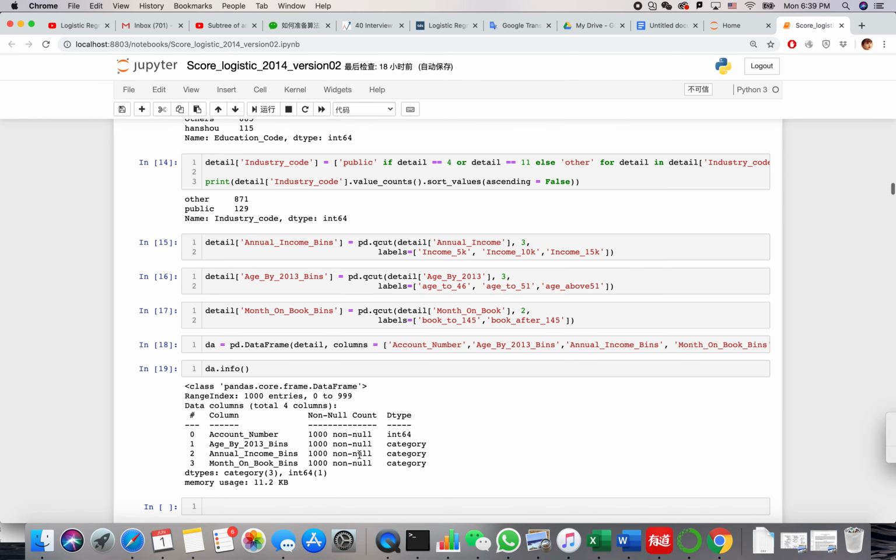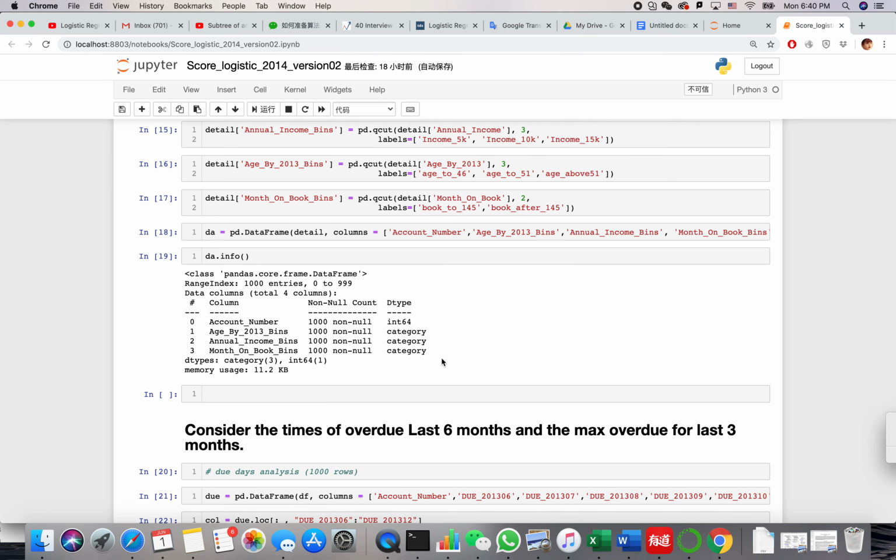So for annual income and age, it's numerical data, and we first need to use binning to separate them into different categories, and then we get the dummy variables to deal with those kinds of data types. So we just transfer them to categories.